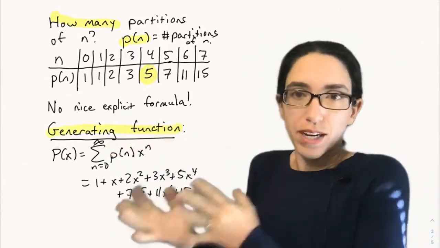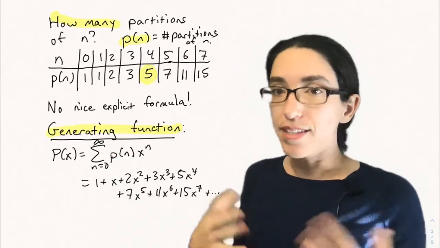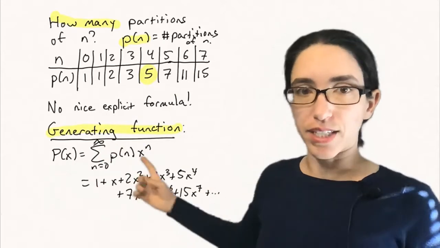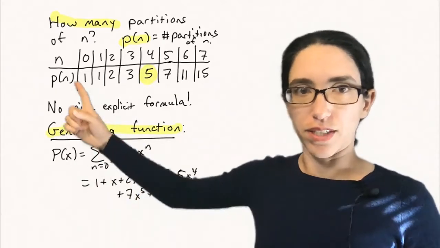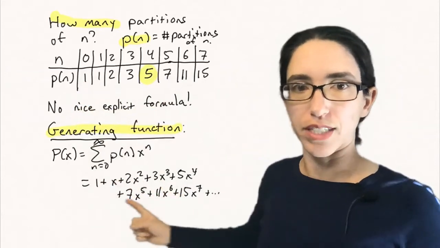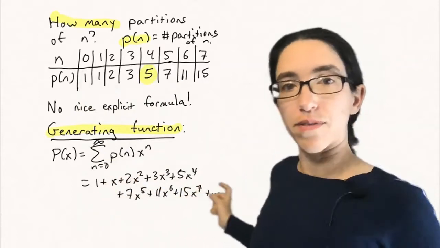So the next best thing is a generating function. If we can't find a formula for P of n, maybe we can at least find a formula for its generating function. And this does turn out to be a very powerful tool for understanding it. So we define P of x to be the generating function of this coefficient sequence. So we put 1, 1, 2, 3, 5, 7, 11, 15, et cetera, as the coefficients of an infinite series in x.